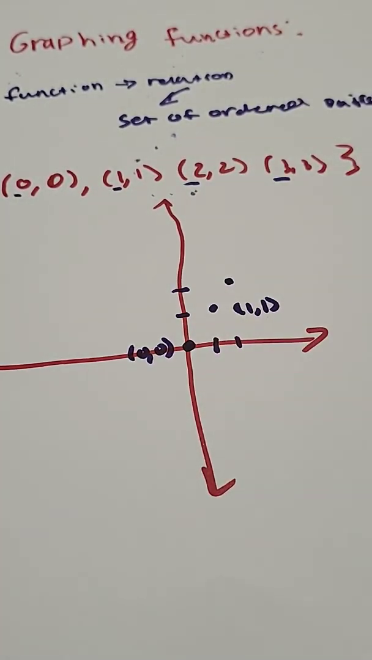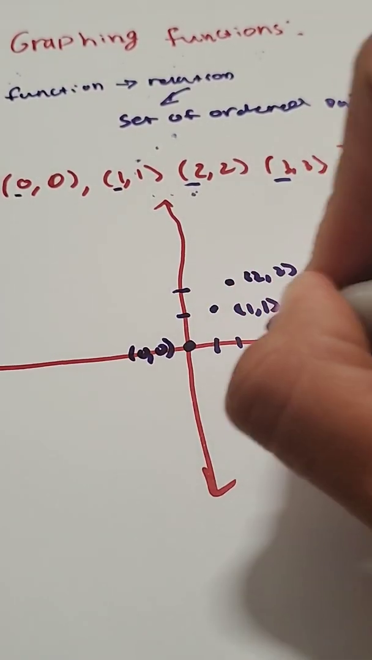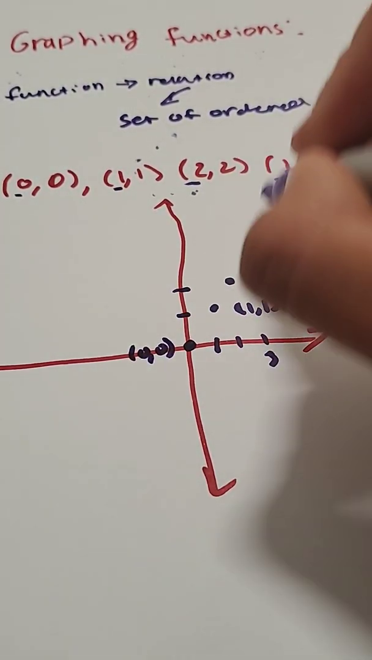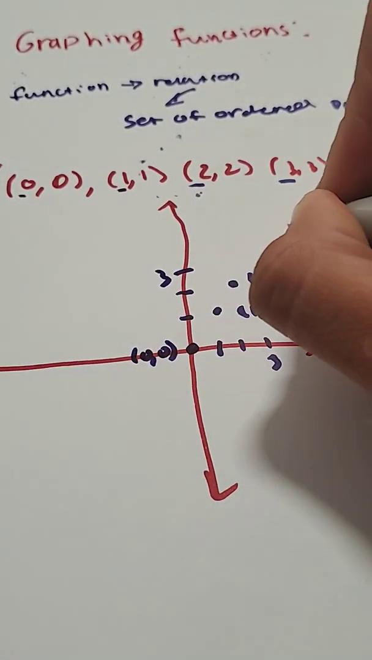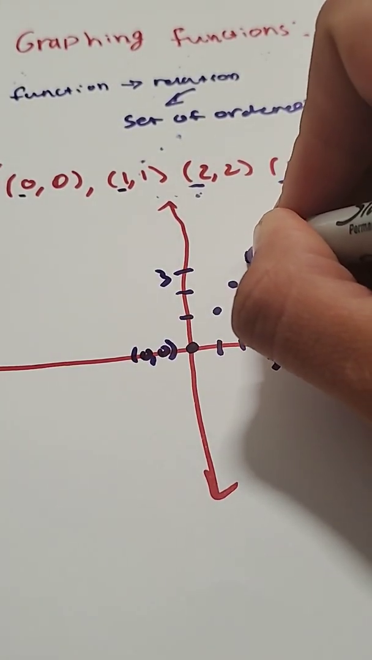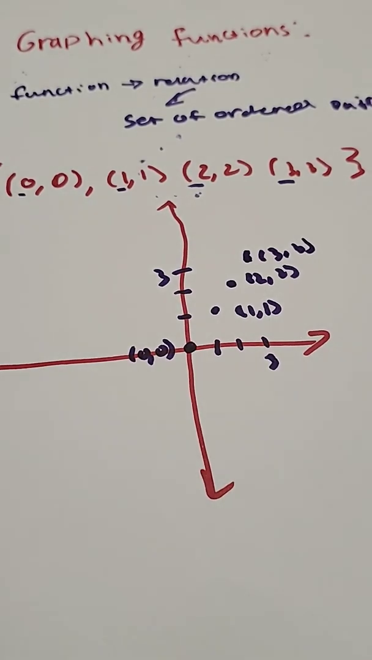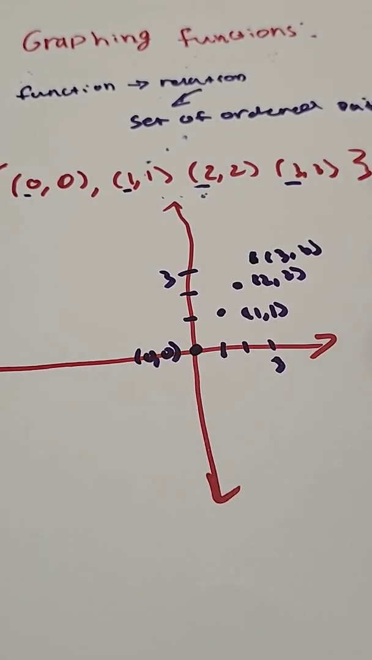That's (2, 2). That's (3, 3). Okay. Let's add one more to the set.